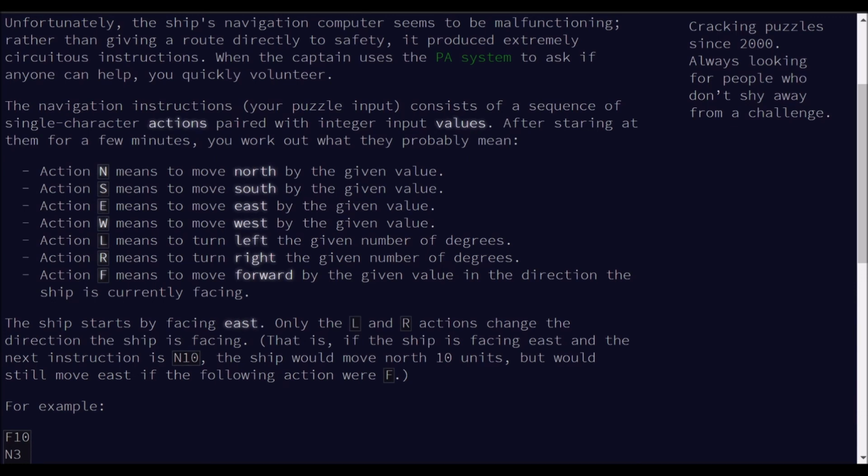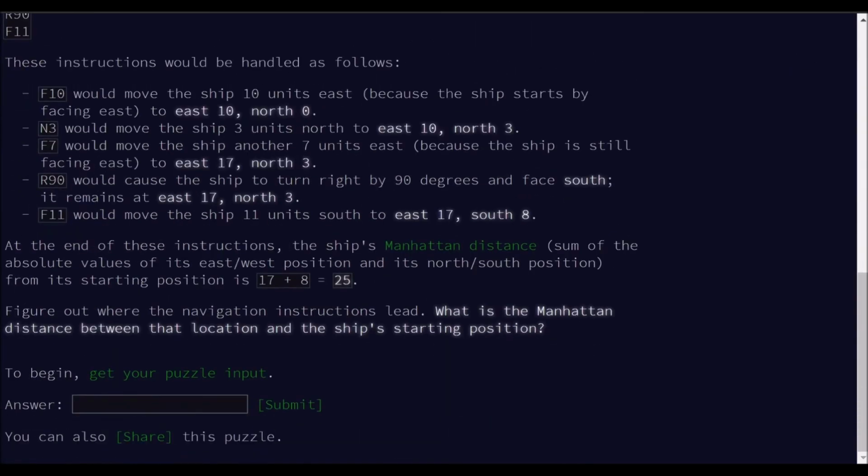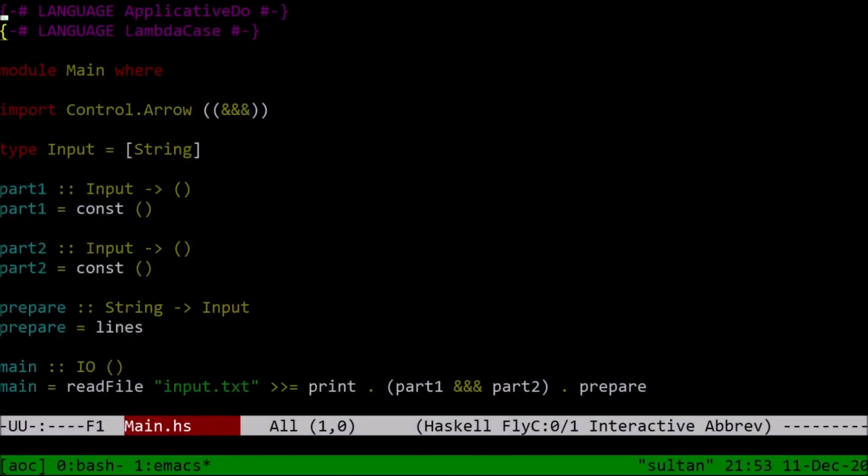Oh, I assume we're going to be wrong somehow? Okay, north. Oh, left, right, and forward. How exciting. Starts facing east. Only left and right change the direction the ship is facing. If the ship is facing east and the next instruction is north 10, the ship would move north 10 but still be facing east. Interesting. All right, yes, I understand. And at the end, we want to find out how far we went from where we started. Okay, straightforward enough, right?